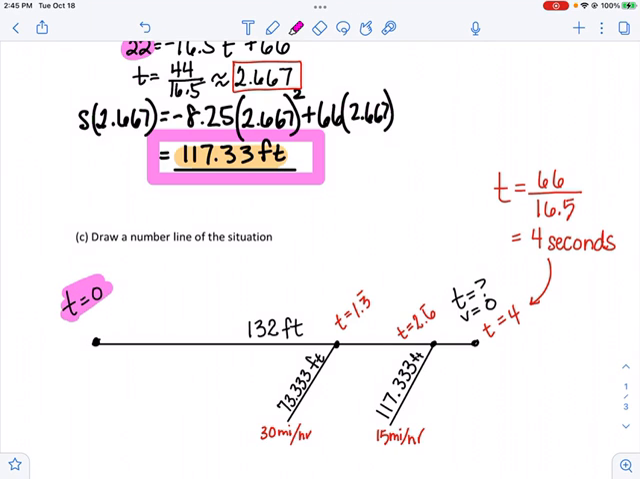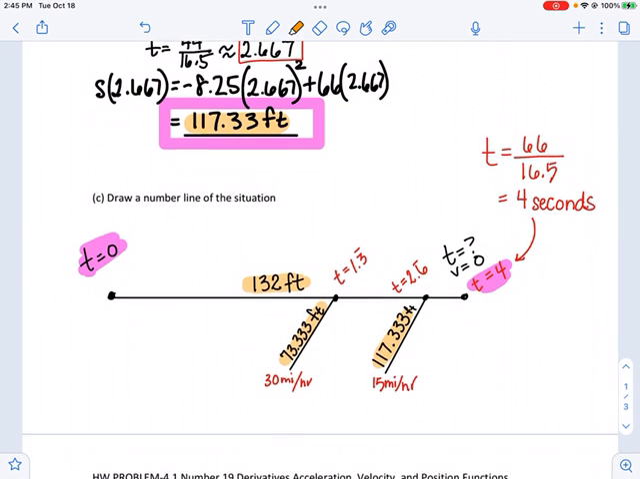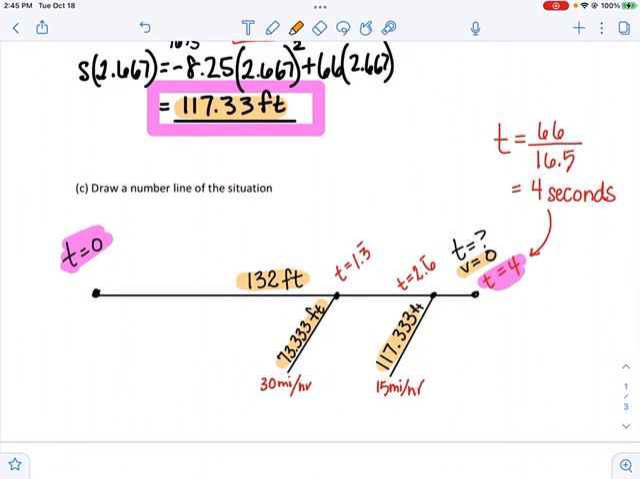You start at 0, and then we know that we're going to end up at 4 seconds. We then pass through 132 feet right here. And you can see that at 30 miles per hour, the car is at 73.33 feet. And then at 15 miles per hour, you're going 15 miles per hour less. It takes 117 feet to slow down to 15 miles per hour, okay? And so at t equals 4, you end up with a velocity that's equal to 0, okay?